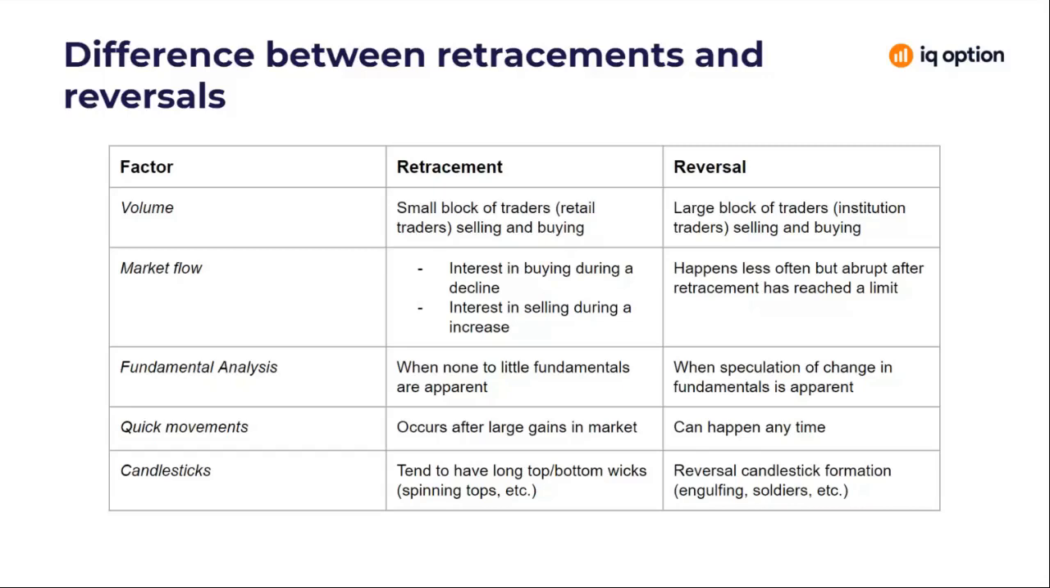Market flow. The market flow for retracement has an interest in buying during a decline, and an interest in selling during an increase in the markets. So as markets go up, what do retail traders do? They try to close down their positions. They try to sell their shares. This is how the market flow acts for retracements. With reversals, however, it happens much less often and can be abrupt when it happens. So as soon as it hits the limit, it will shoot and be very abrupt.